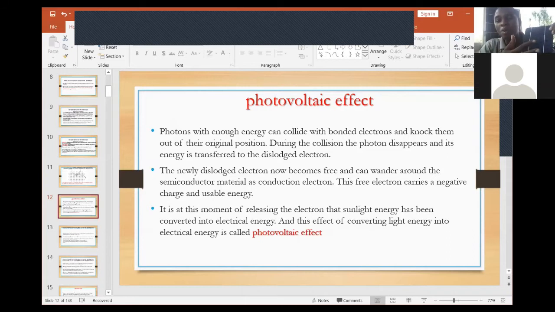No problem. What we want to do is that as the free electrons come out, we want to sweep them out as fast as possible.